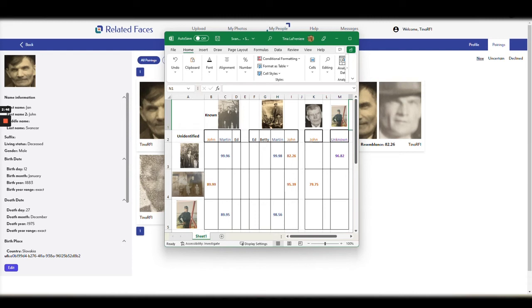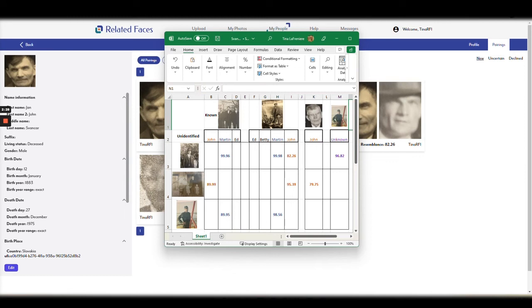Many times, the added data of knowing which unidentified people are pairing highly with other unidentified people can help you make good decisions and help you understand that some of your unidentified people may in fact be the same person.